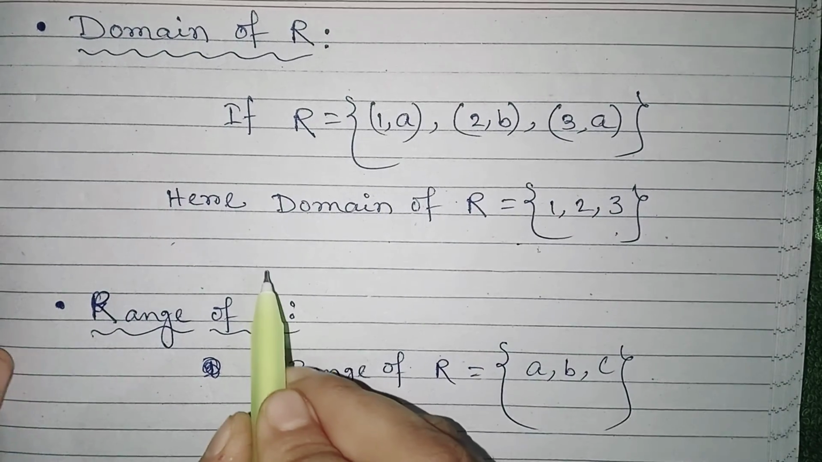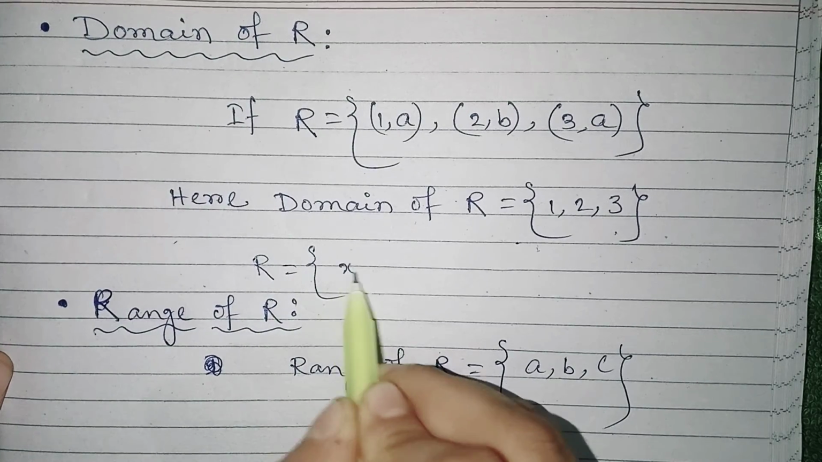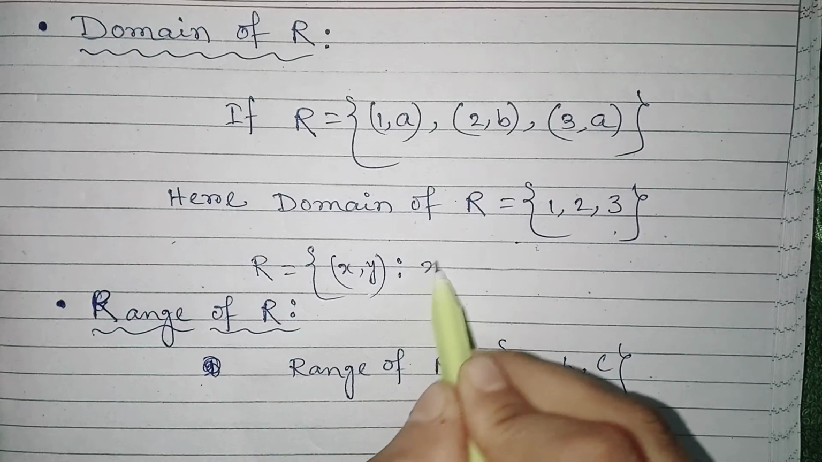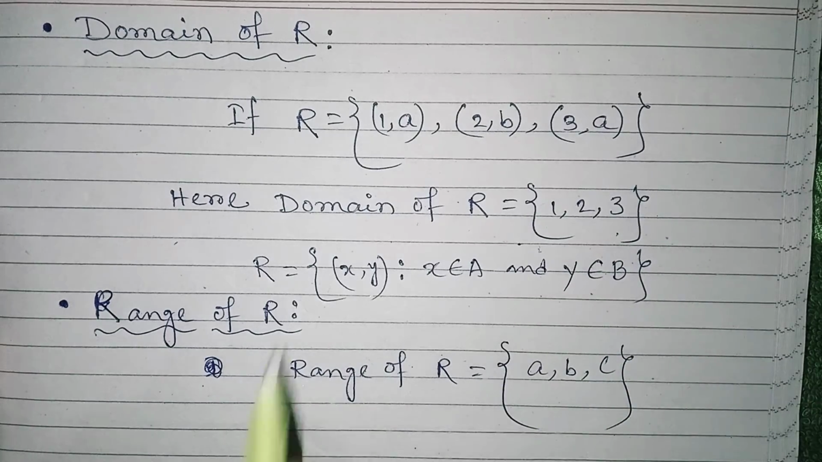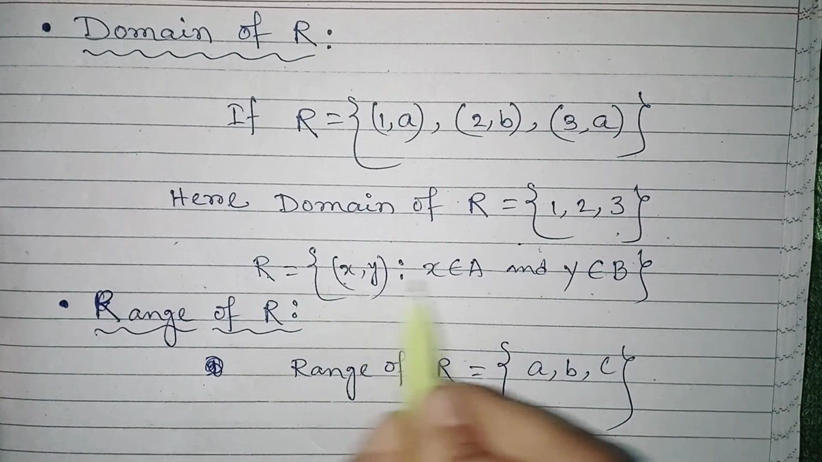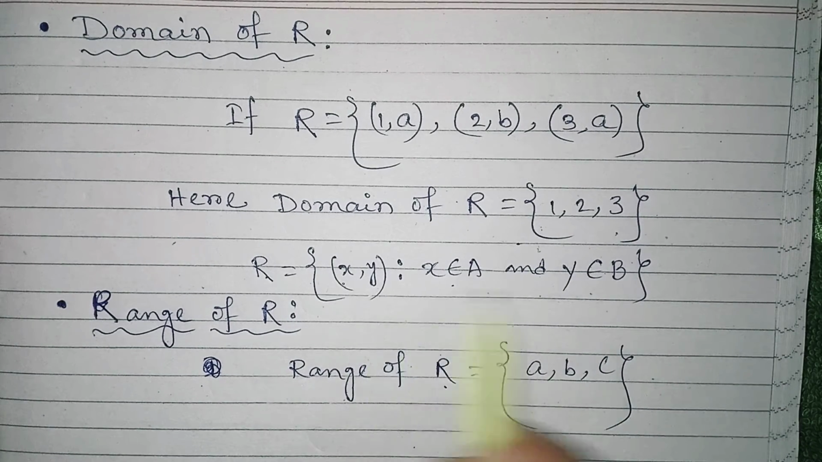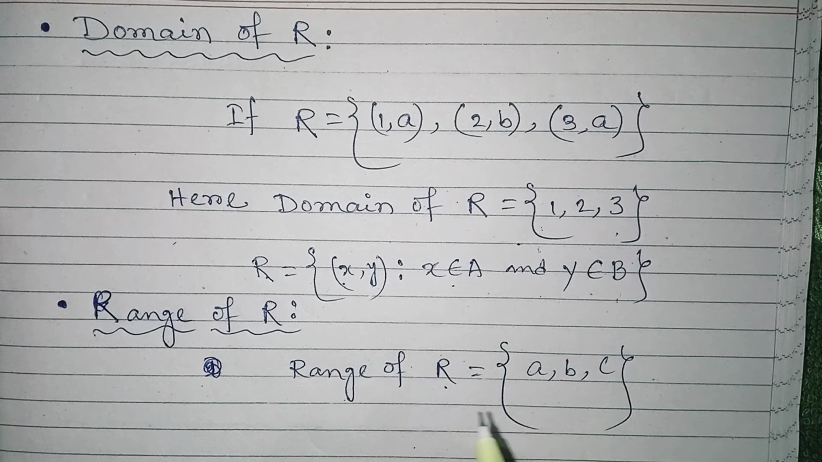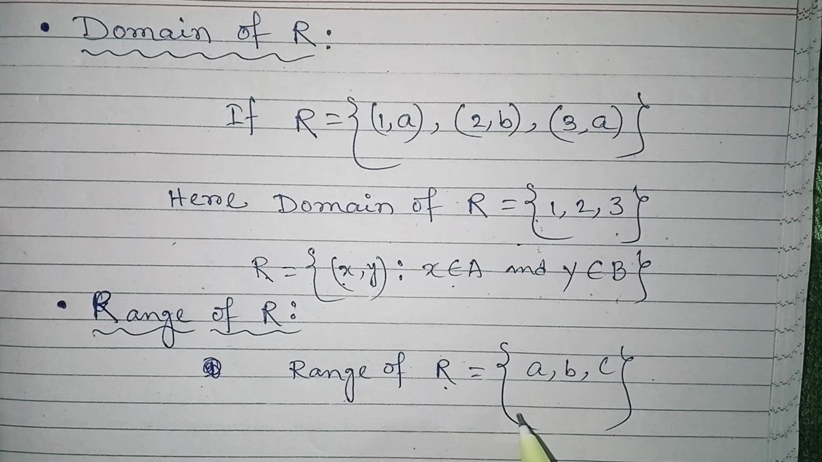If I write this in the set-builder method, suppose x comma y are elements of R, and x belongs to A and y belongs to B. So the domain of R is all the possible values of x, and the range of R is all the possible values of y.